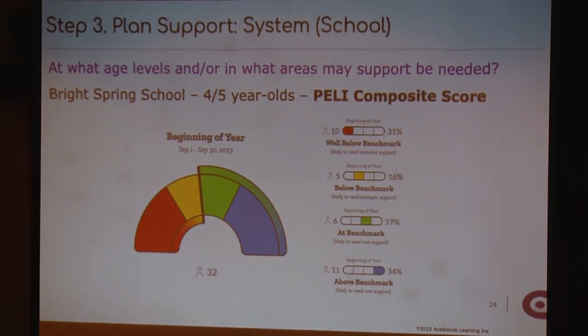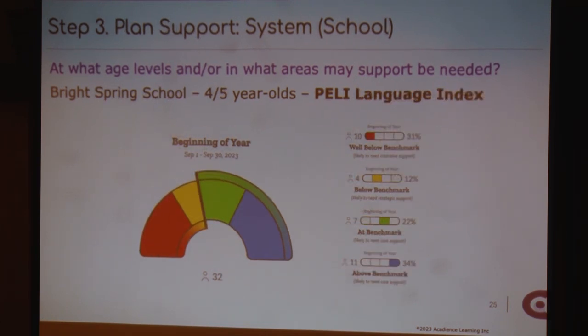So we're back to our half donut, and this was the composite score that we saw earlier, right? That shows roughly half the kids at or above benchmark, half the kids below or well below the benchmark. We can look at each individual measure. We can look at the language index. Well, language index is pretty close to the composite score, roughly half and half. Maybe a few more kids are on track.